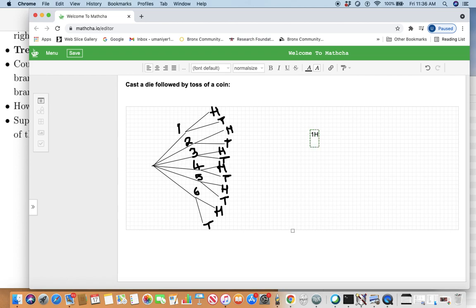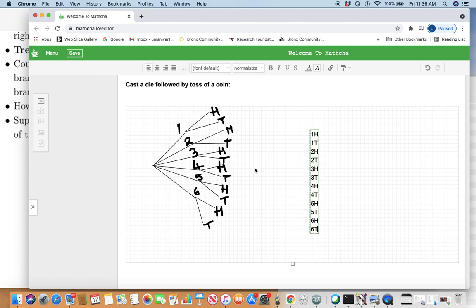1 followed by a head, 1 followed by a tail, 2 followed by a head, 2 followed by a tail, 3 followed by a head, 3 followed by a tail, 4 followed by a head, 4 followed by a tail, 5 followed by a head, 5 followed by a tail. So how many are these? These 6, by the way: 6 followed by a head, 6 followed by a tail. So you have 12 different branches in all. So 12 different outcomes possible.